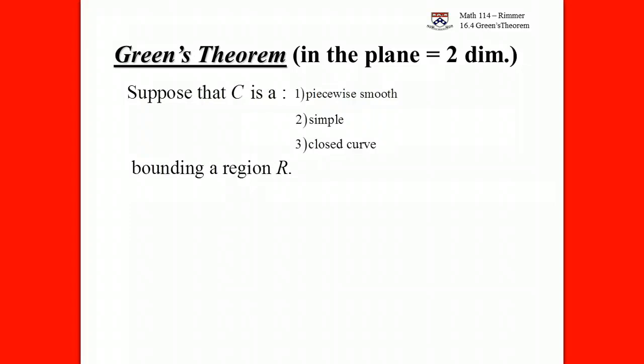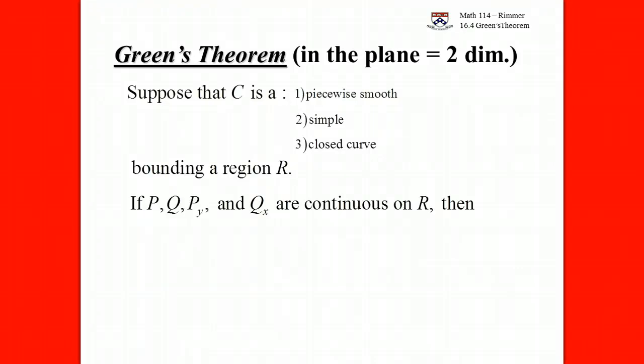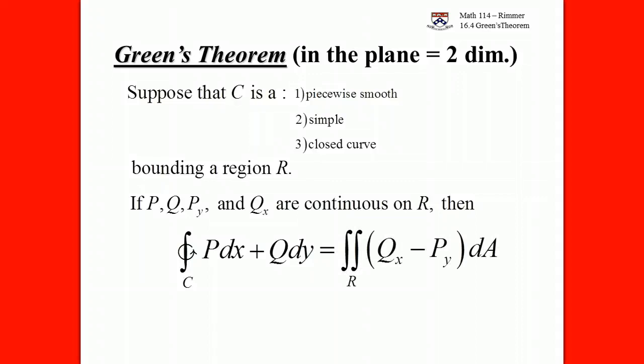And here's what Green's theorem says. You have this line integral based off of this curve, and if the vector field P and Q is such that when you take these partials, they exist and they're continuous, then here's what you can do. You can trade the line integral in for a double integral. That's what Green's theorem says. The double integral will be over the interior region.